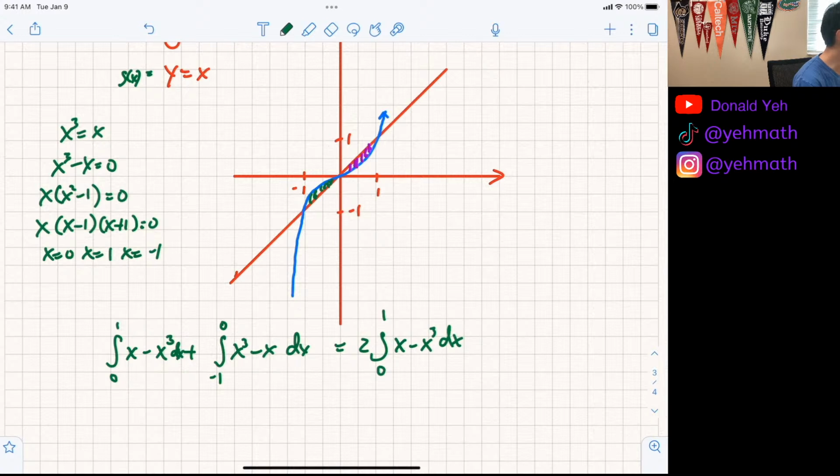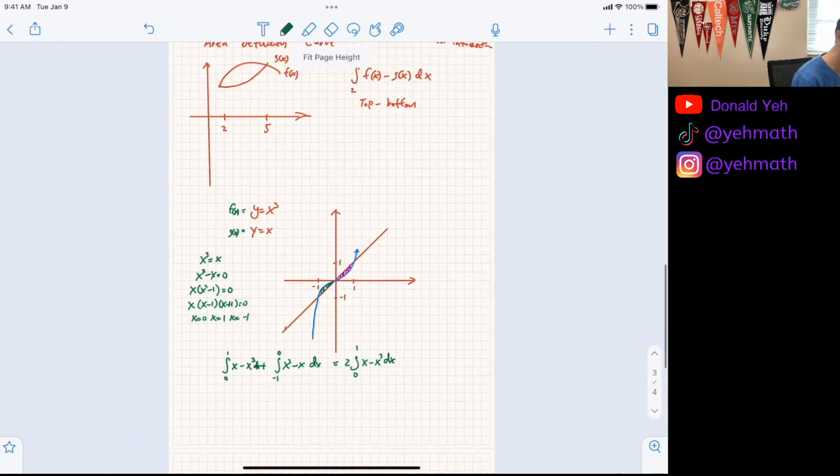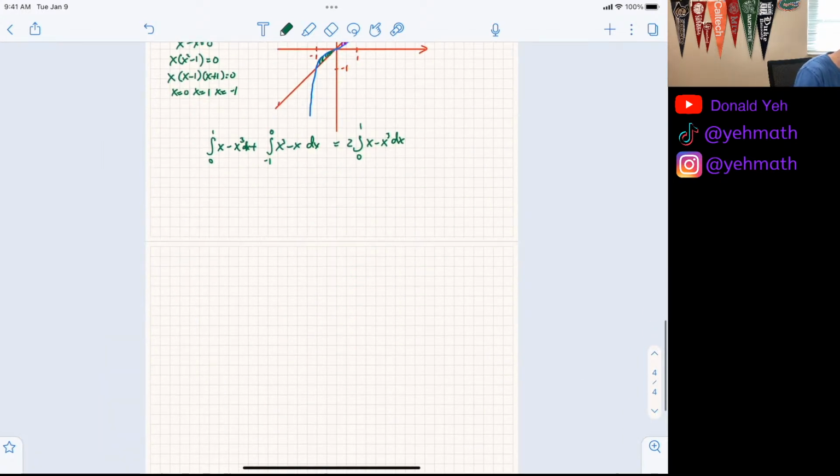Are we okay? Okay, this is the area between the curves. We're gonna go to disk and washer. Disk.